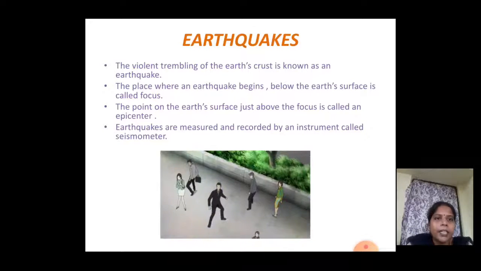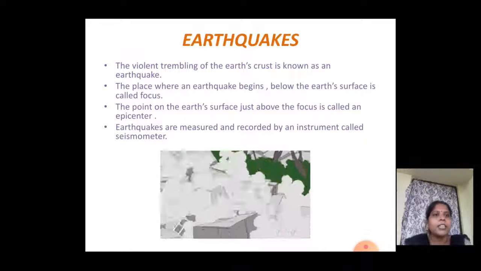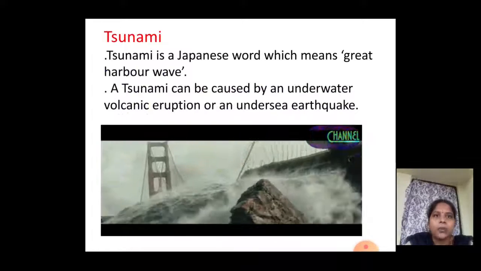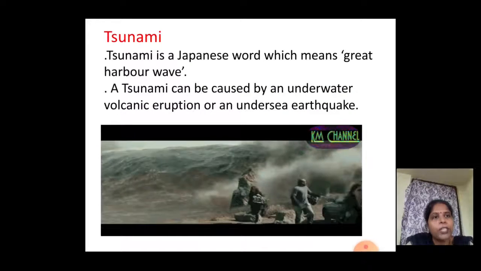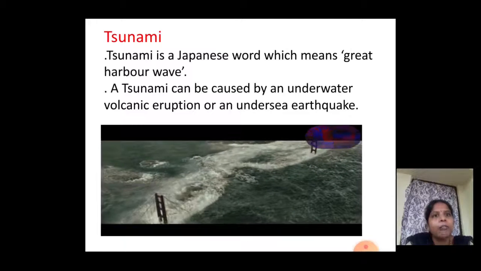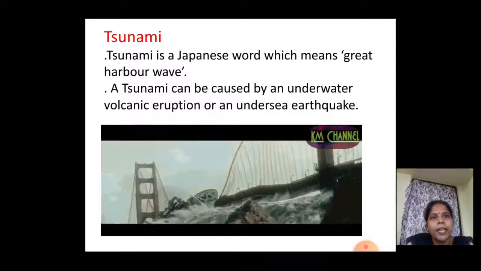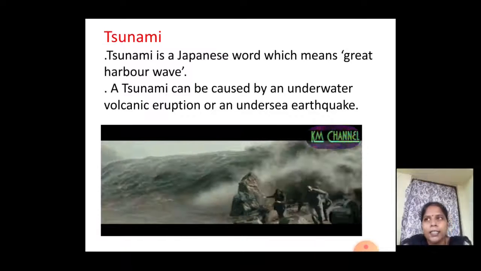Children, earthquakes are measured and recorded by an instrument called a seismometer. Next, we will learn about one more rapid change, that is tsunami. Tsunami is a Japanese word which means great harbor wave. And how does a tsunami occur, children? It can be caused by an underwater volcanic eruption or an undersea earthquake.